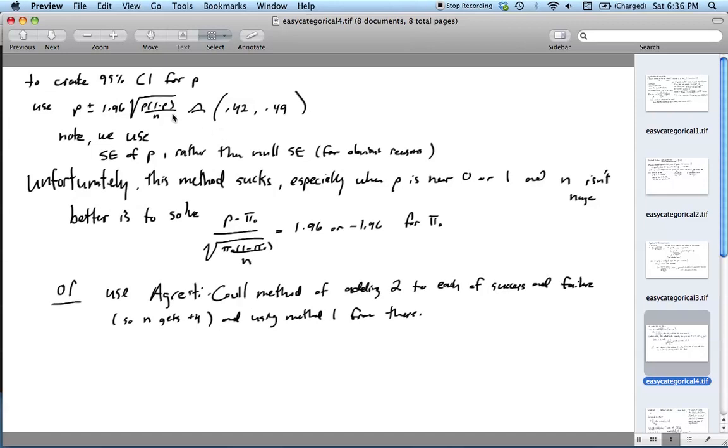Under our assumption that the sample proportion is going to be normally distributed, we can take our estimate and, in this case, use a standard error based on our proportion, times our critical z, and we get this sort of range right here. Note that we're using the standard error of the proportion rather than the null standard error. I say for obvious reasons, but it's actually not so obvious to me.